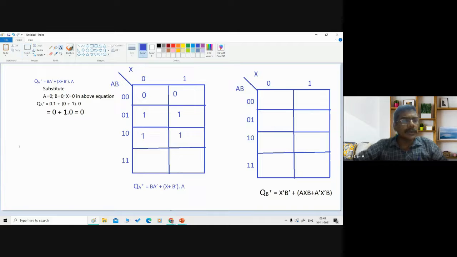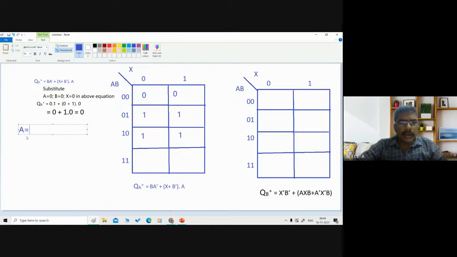Okay, substitute a equal to 1, b equal to 1, and x equal to 0. Substitute this value in the equation. b into a dash: b equal to 1, so b into a dash equal to 0. So the first portion becomes 0, and x value is 0, so b dash equal to 0.